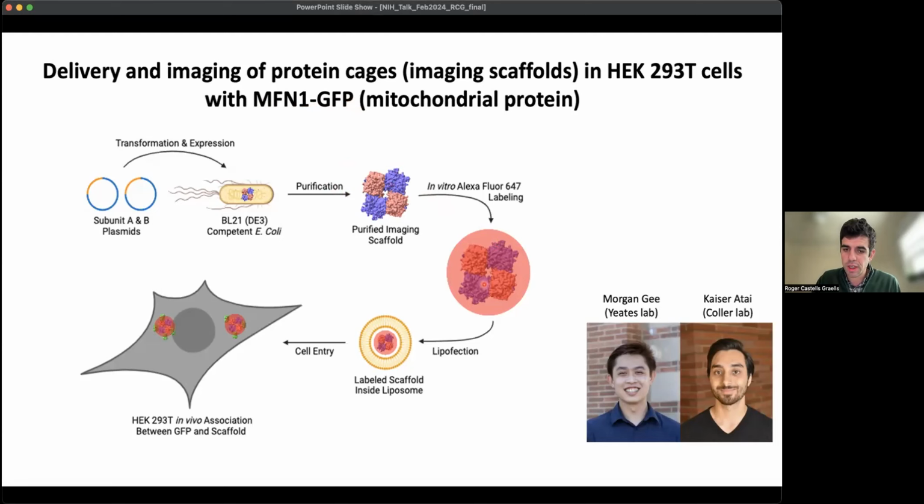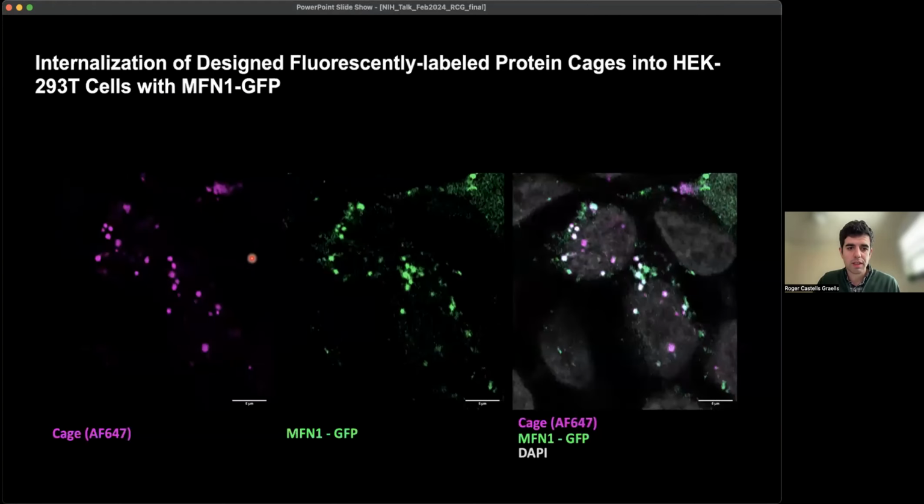We prepared these protein cages, fluorescently labeled with Alexa Fluor 647. We added them inside the cells. And what we can see is that then this puncta, and then if we look for the GFP, we also see that MFN1 is localizing in the mitochondria. It forms this puncta, and then we see the co-localization between the two signals.